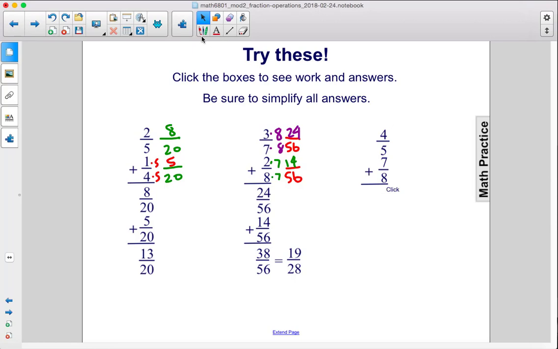All right, finally, we have 4/5 plus 7/8. So multiply 5 and 8 together, and we get a common denominator of 40. So in order to get 40 here, we multiplied 8 by 5. So let's multiply the numerator by 5, and we get 35. And we had to multiply 5 times 8 to get 40. So if we multiply the numerator by 8, we get 32. And to see the rest of the work, we have 32 over 40 plus 35 over 40. We add those together to get 67 over 40.